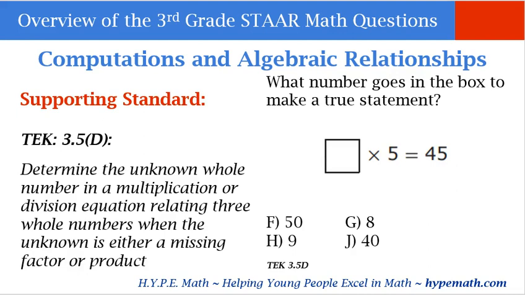TEK 3.5D. Determine the unknown whole number in a multiplication or division equation relating 3 whole numbers when the unknown is either a missing factor or a product. So this example says, what number goes in the box to make a true statement? Something times 5 is equal to 45. And this is like algebra, because if you just replace the box with an X, it would kind of be like an algebra problem. So yes, your 3rd grader is learning algebraic relationships.